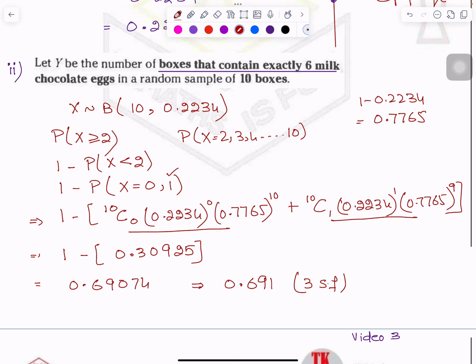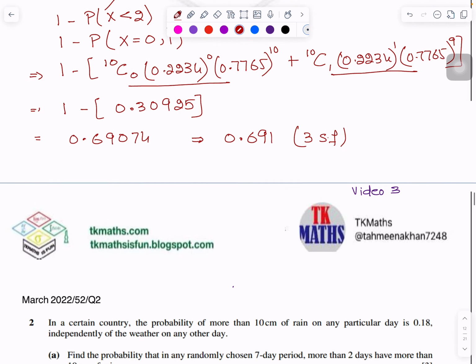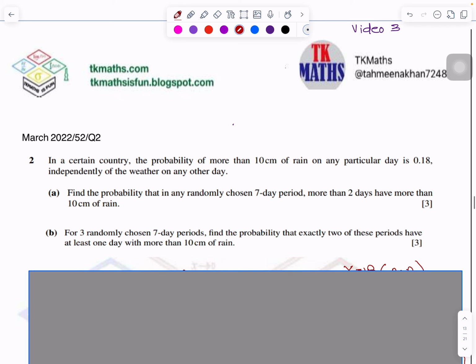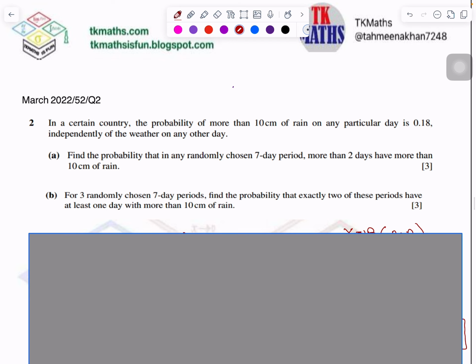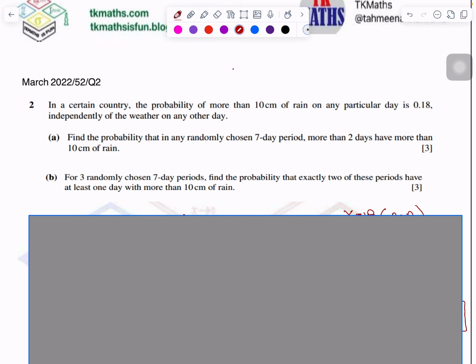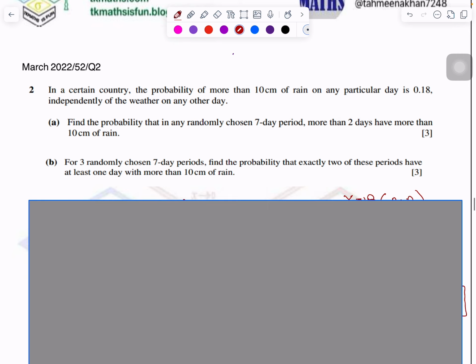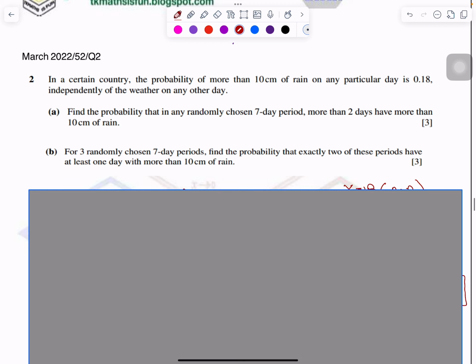Now I'm giving you one question that is test for your understanding. So here is a question. It is from March 22, variant 5.2. So you can put the video on pause and I'll show you the solution. You can try it out yourself first. And I think I'll explain a bit once I will show you the solution. So I hope you people have tried now.